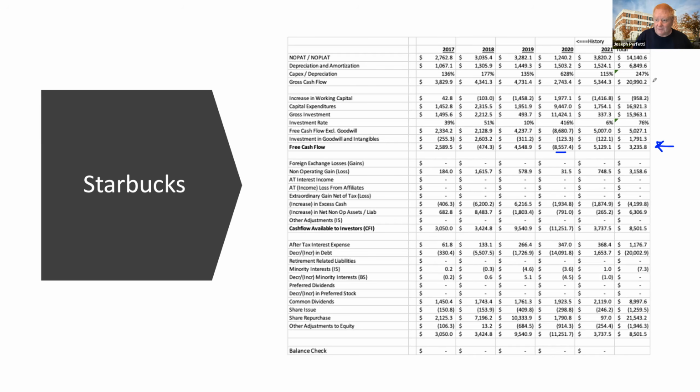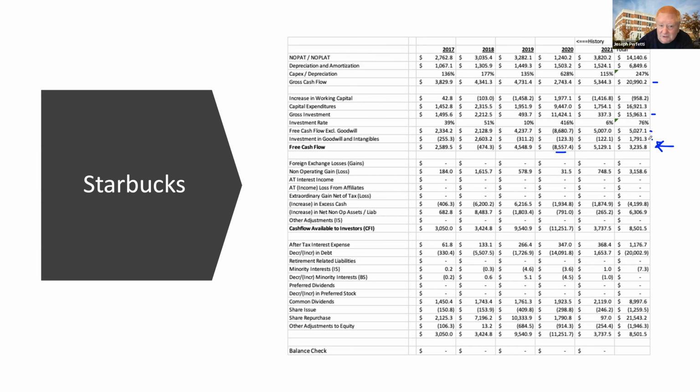So how did they generate 3.2 billion? Well, gross cash flow was 20,990.2 million. That's cash coming from the income statement. Gross investments was 15.963 billion. They put 15.96 billion back into the balance sheet. That led to free cash flow before acquisitions of 5,027 million. Purchase price premiums, goodwill, are part of reinvestment, but we just break it out here. They spent 1,791 million on goodwill, leading to 3.2 billion of overall positive free cash flow.